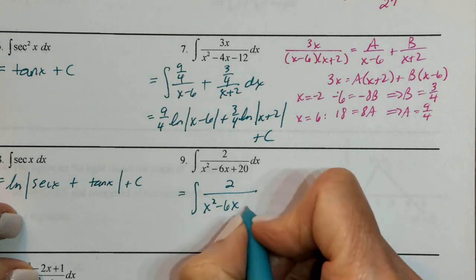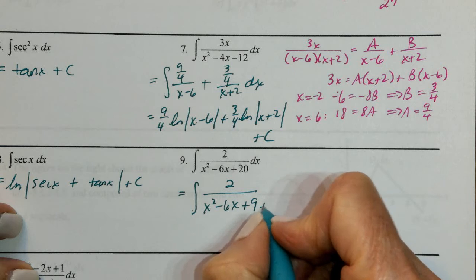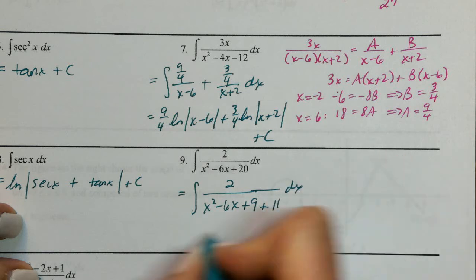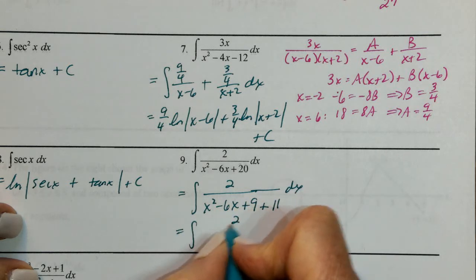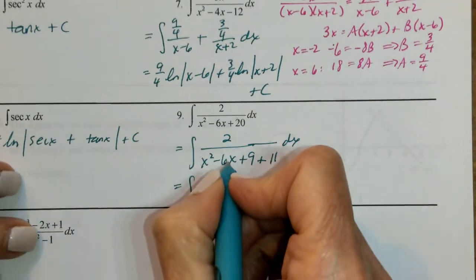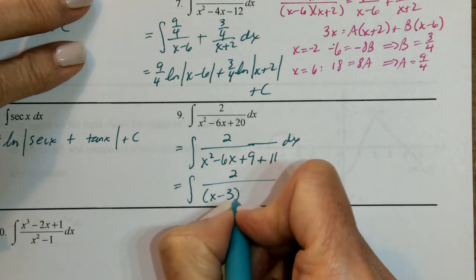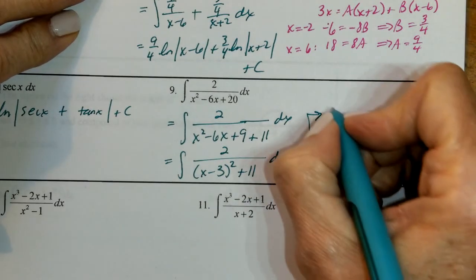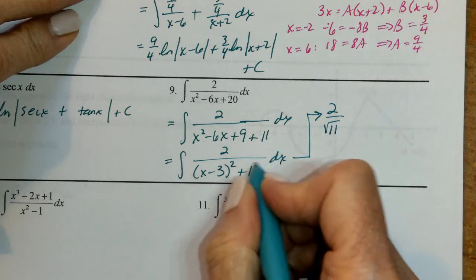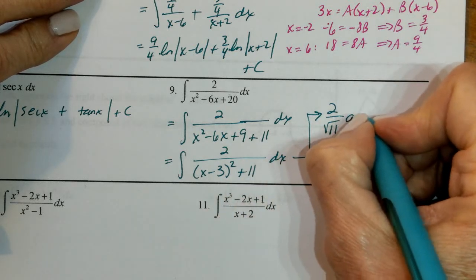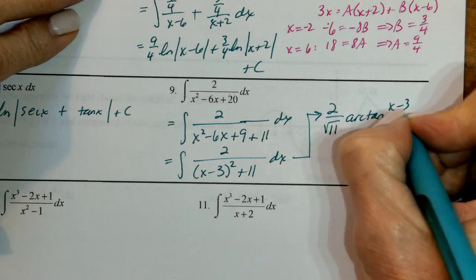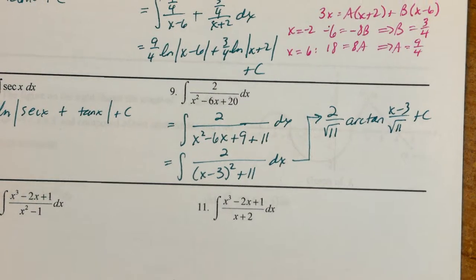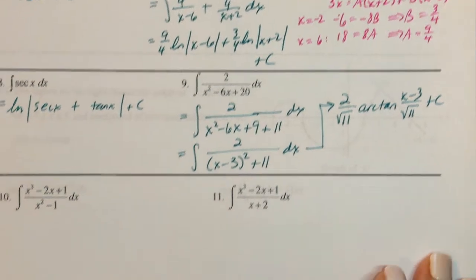I take half of that -6 and square it, and then I add to this 9 whatever it takes to get to 20. And now I'm going to factor just the first three terms in the denominator. That's going to be an x minus 3 squared. And now we just have an arctan. So this will be 2 over the square root of 11, because a is the square root of 11 here, arctan u over a plus c. Not bad at all. Way quicker than doing a partial fraction decomposition.